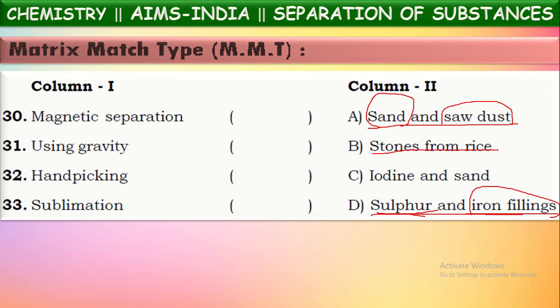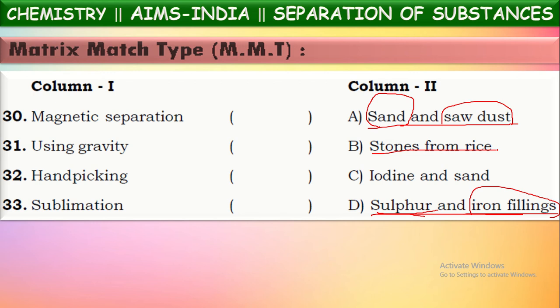Okay, next, the last one, sublimation. Where do we use this sublimation technique? In the separation of mixtures in which one component is sublimable whereas the other one is non-sublimable. Then we can use this technique called sublimation. First of all, what is a sublimable substance? If we know this, we can understand the sublimation technique.